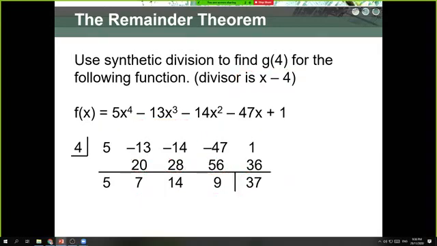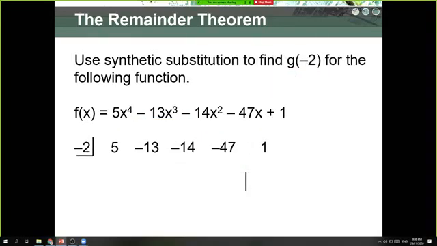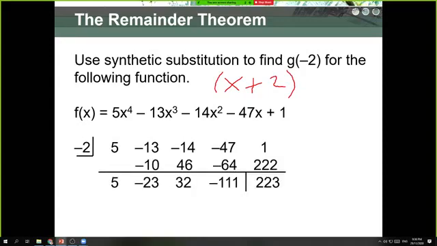What if I'm going to divide the same expression by x plus 2? So you have noticed now that our divisor is x plus 2. I will be using synthetic division. So there you have it. The process here, you already know that. Bring down 5, then multiply, then combine, then multiply, combine, then multiply, combine, then multiply, and the remainder is 223. Okay?